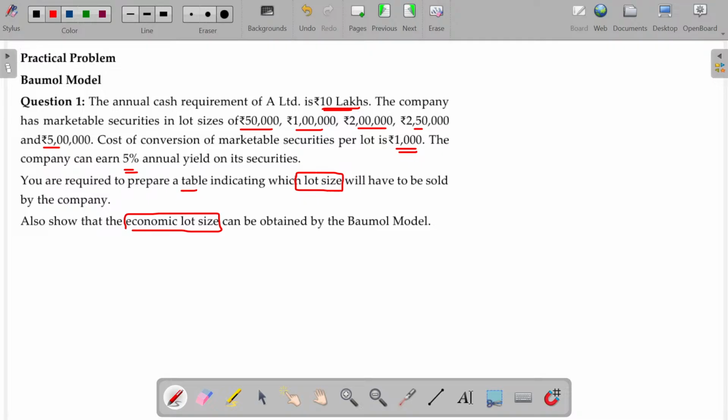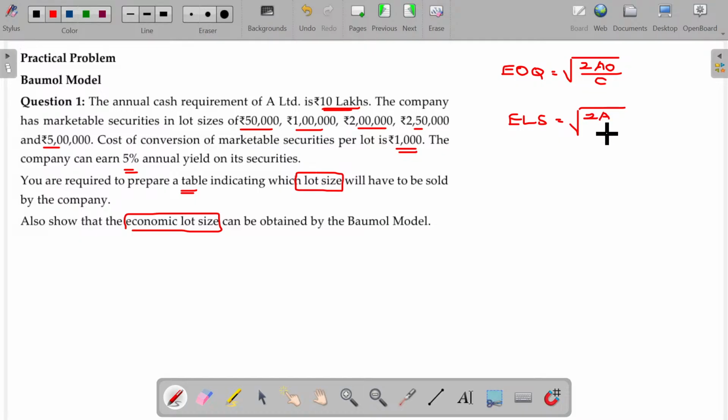So we can prepare the table. The table is nothing but the tabular model we use for EOQ. The same way we have the tabular model here. Here we can use a formula as well as tabular both. So in EOQ, the formula is what? Root of 2AO by C. Here, the economic lot size.